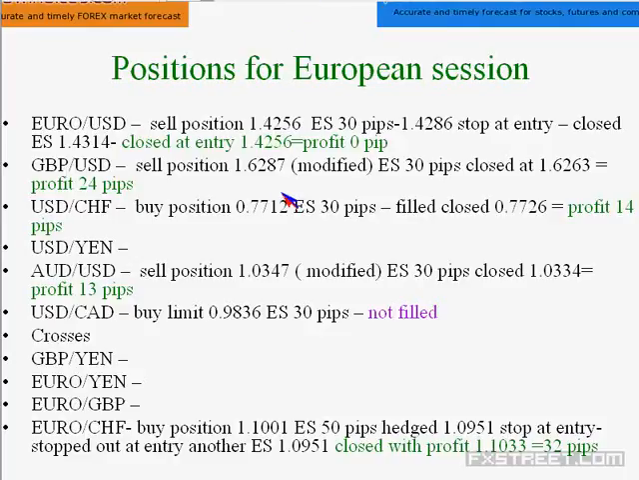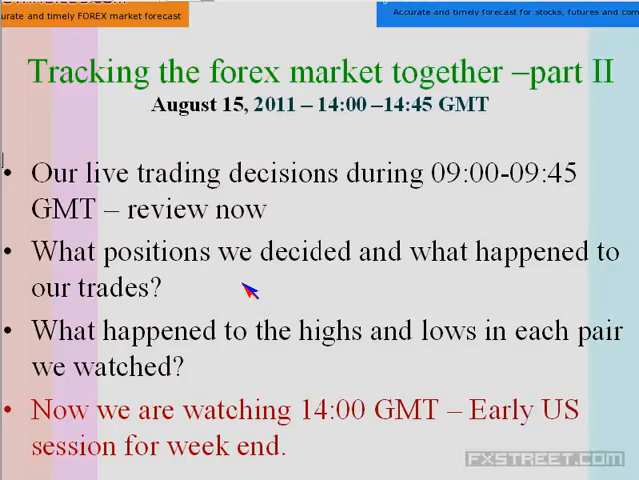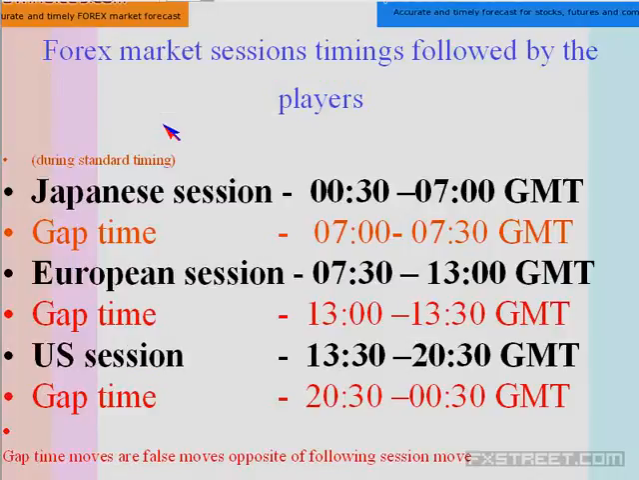So we are risking at any given time 30 pips with regard to the majors and the commodity pairs, and with regard to the crosses 50 pips. So this is the fate of the trades I have taken during the European session. Now we will again redo the entire exercise of how my trading system works.